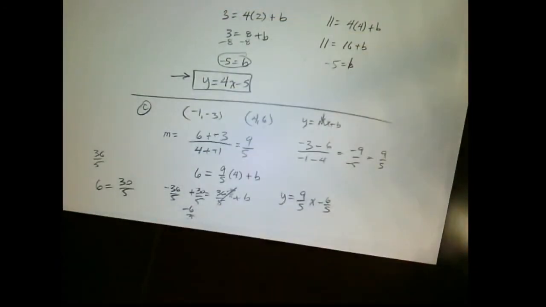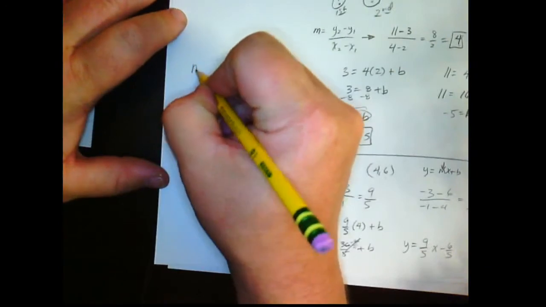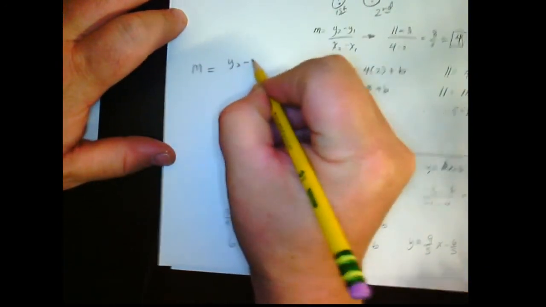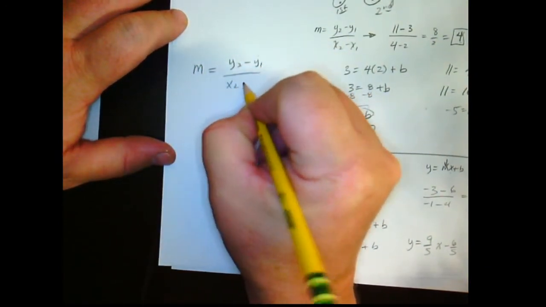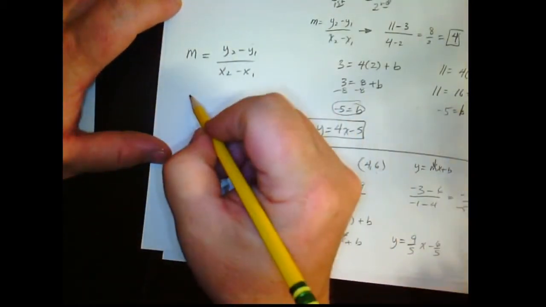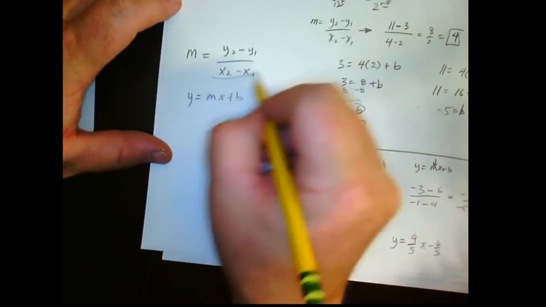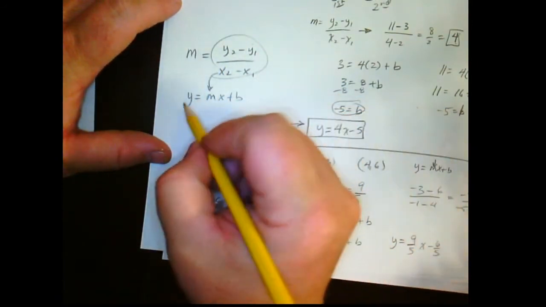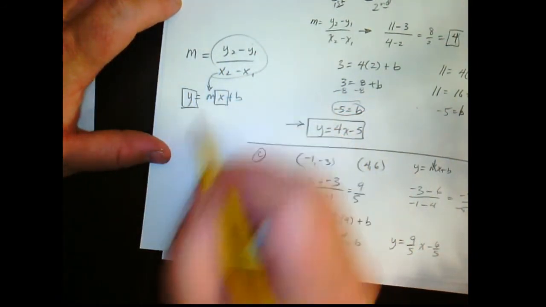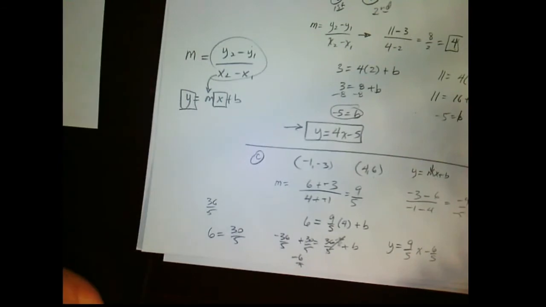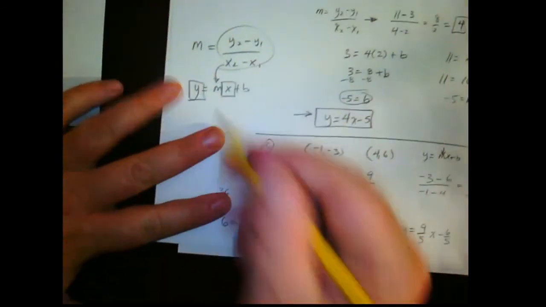So anyway, just to make sure we're rock solid on this, the first thing you're going to do is use your slope formula, right? And then you're going to plug it into y equals mx plus b. So you're going to take whatever that number is, you're going to plug it in there. They give you an x, they give you a y, you just plug them in, and then you solve for b. That's it.